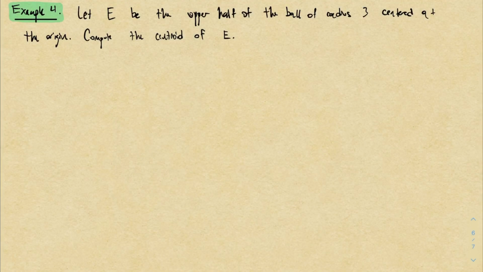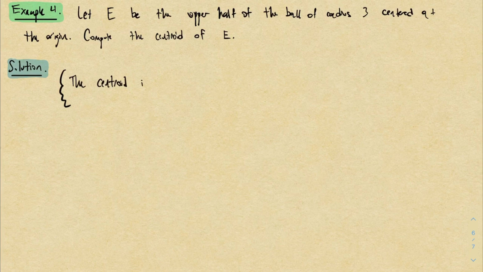In this last example, we're given a region E. This time it's the upper half of the ball of radius 3 centered at the origin. And the prompt here is to compute the centroid of E. So the first thing I'm going to do is actually not draw a picture. It's going to be to remember what a centroid is. So in words, what is a centroid?